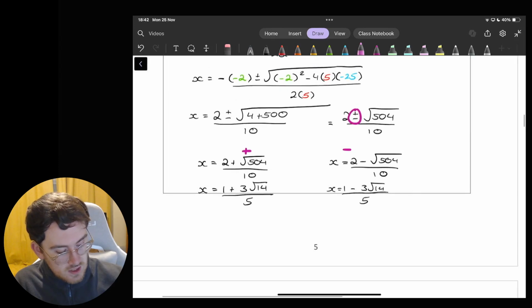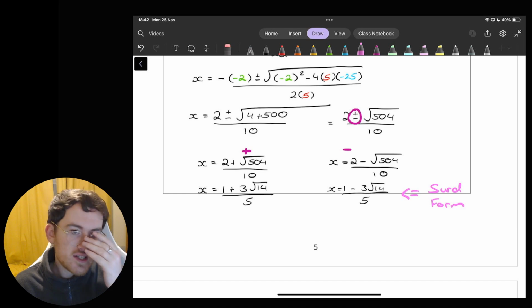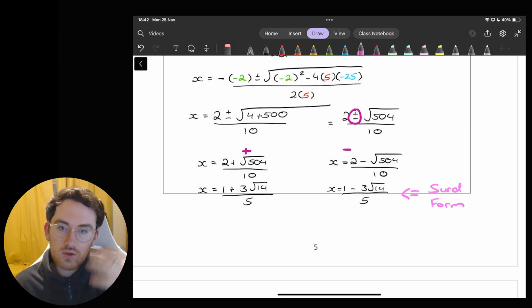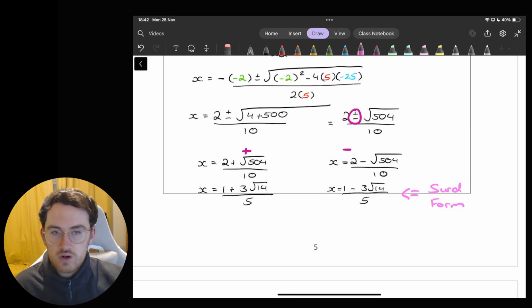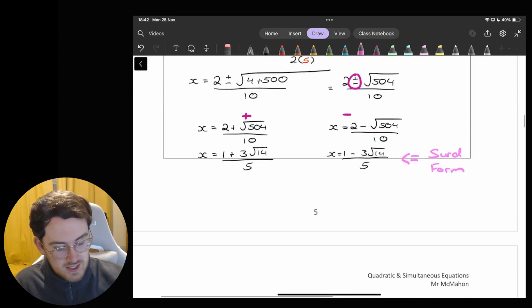This format that we're writing them in here, including the square root, is what we call surd form. Surd form is where we have a square root that does not reduce down. So the square root of 9, for example, technically wouldn't be surd form because the square root of 9 can go down to 3, whereas the square root of 14 has no smaller value that it reduces down to. There's no whole number square root. So we would consider that to be surd form. Now the question said surd form first and then to 3 decimal places.